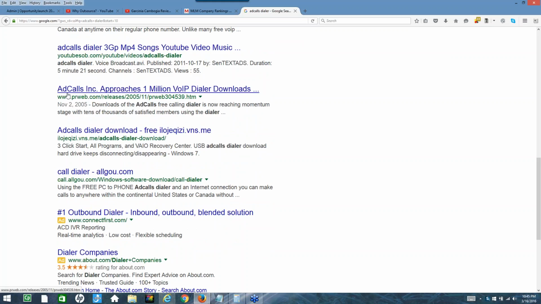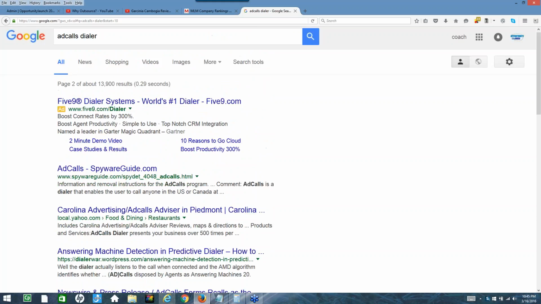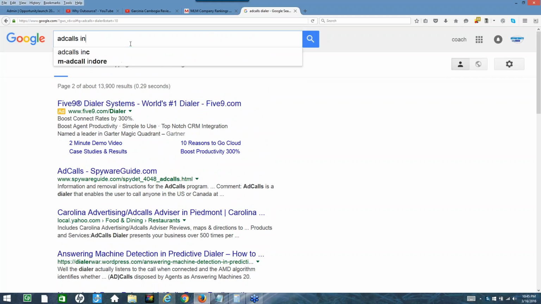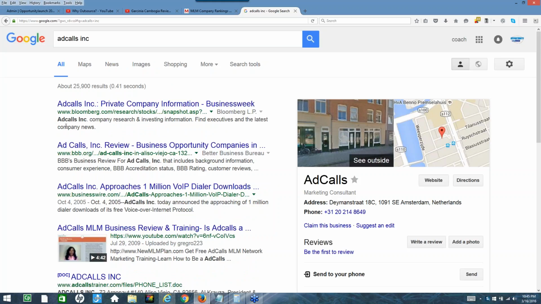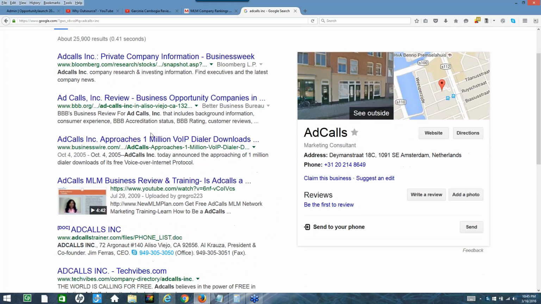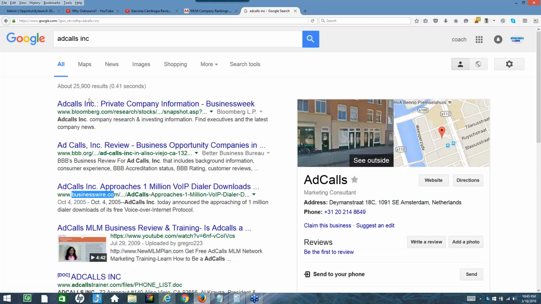So they use the word Ad Calls Inc. in the keyword there. So Ad Calls Inc. gives us some more. You see Business Wire again. Sometimes some of these sites is not a private domain. So Business Wire is a place where apparently you can go and post information about your business. It may be from an owner's perspective, but it also can be from a marketing perspective. But we've seen Business Wire show up on Ad Calls and Ad Calls Dialer and Ad Calls Inc.